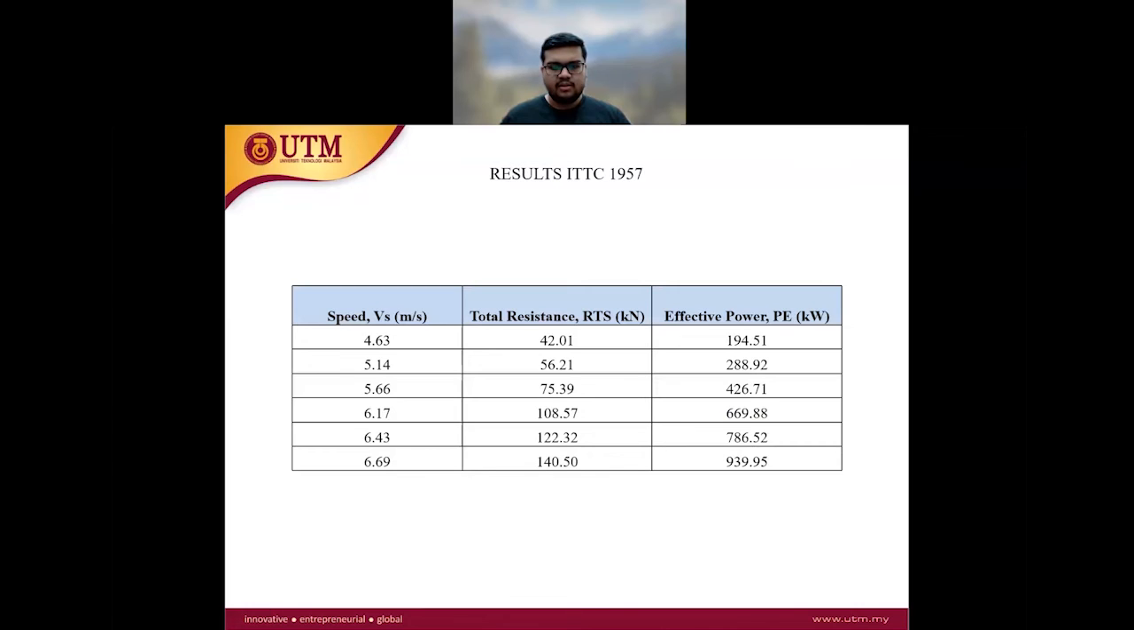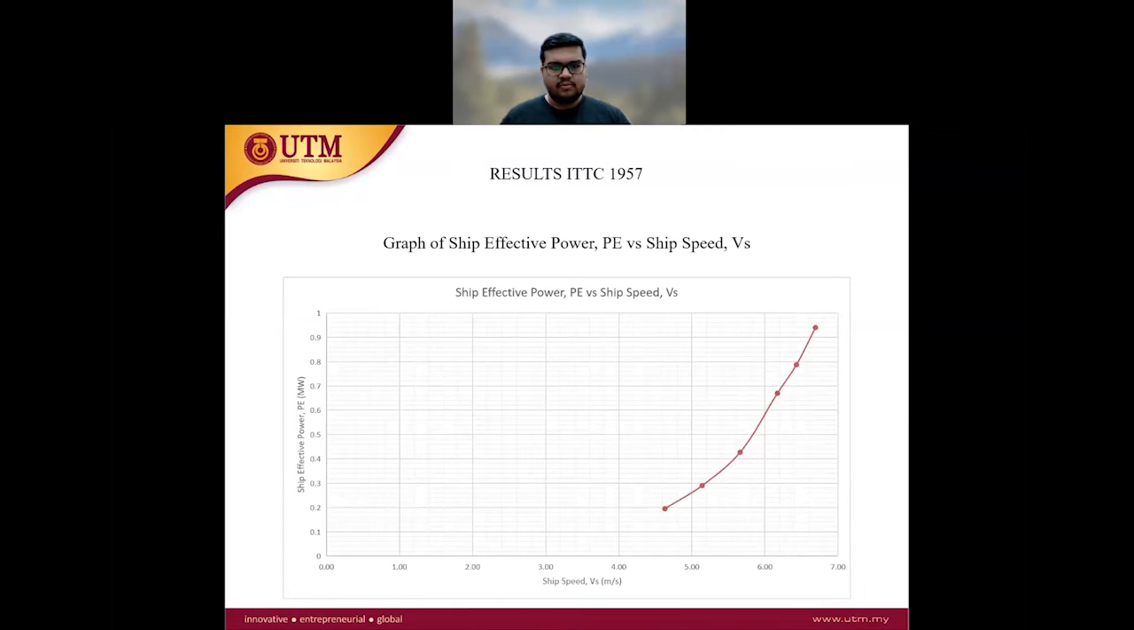From the total resistance calculation, we can also determine the effective power of the ship. So this is the graph of ship effective power, PE, versus ship speed. As we can see here, when the ship speed increases, the ship effective power will also increase.